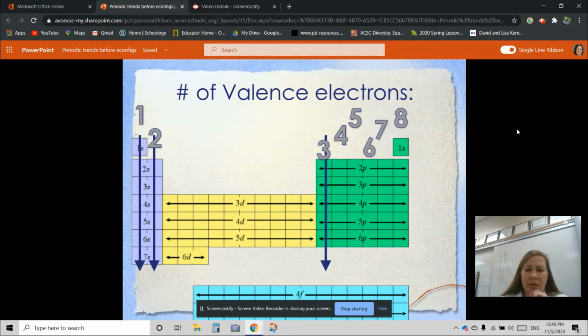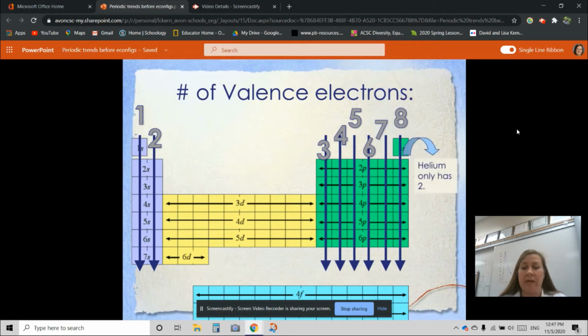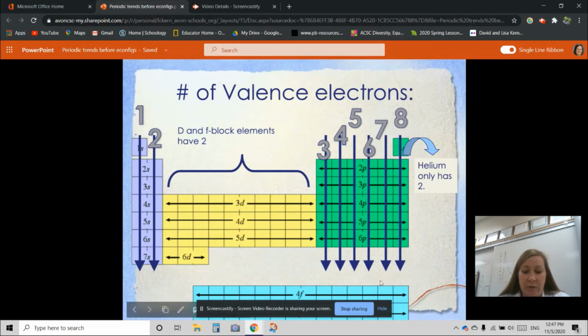Notice we skipped a big chunk. These have 4, 5, 6, 7. All of these have 8 with one exception, that is helium. Helium only has 2 valence electrons. And this section in the middle, which we call the D and the F block, F is down here at the bottom, these guys only have 2 valence electrons.